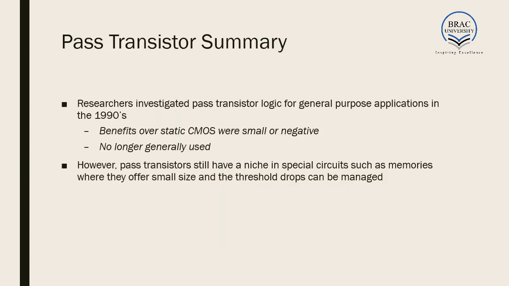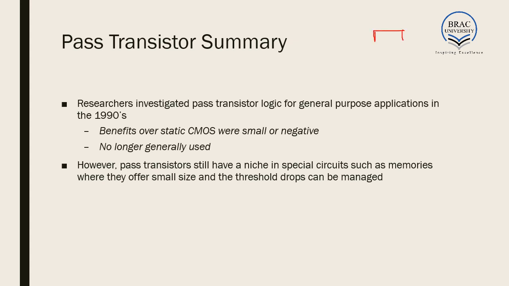Researchers investigated pass transistor applications in the 1990s, and they have lots of benefits over CMOS, as they suggest that they are of high speed, consume less power and consume less area, but they are not generally used. They are not generally used because in the case of CMOS, our inputs only drive the gates of the MOSFETs, but in the case of pass transistors, our inputs drive the diffusion region.